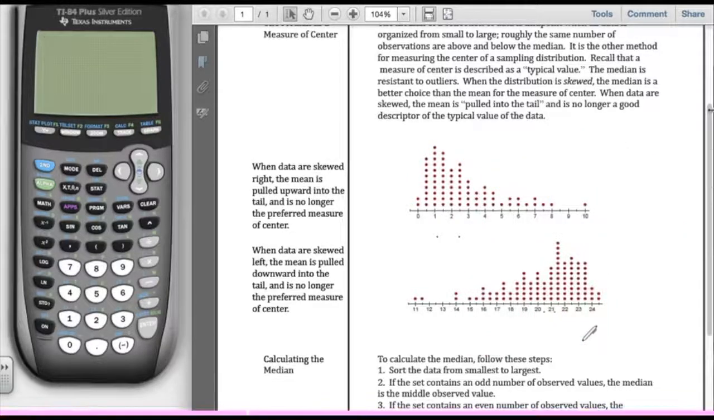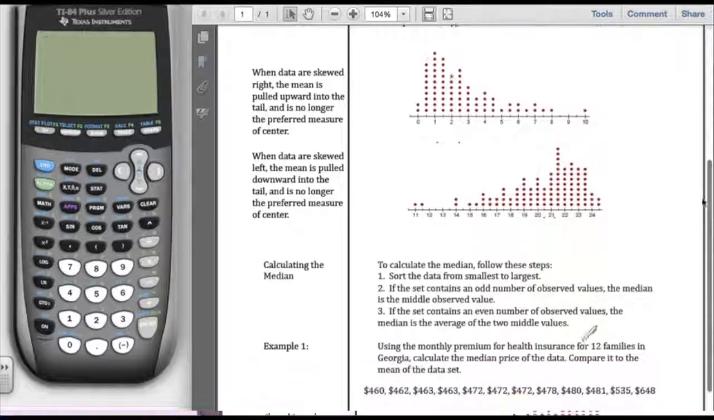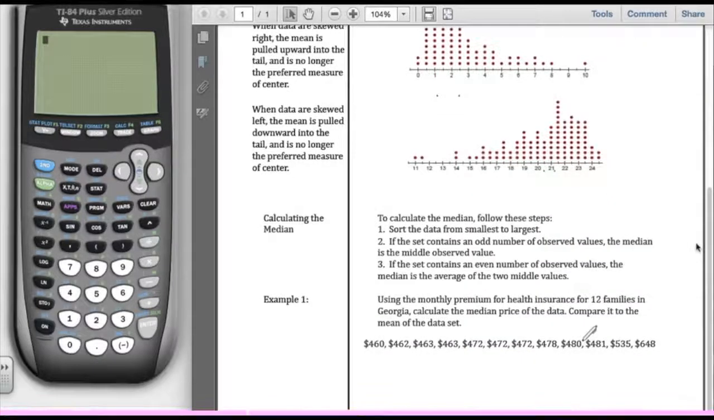Next, we will look at how you can calculate the median. And in this video, we'll focus on how to do that by hand. In the next video, you'll see where you can find it on the calculator. In order to calculate the median, first sort the data from smallest to largest. It has to be in order. If it's out of order and you're doing this by hand, you will get the incorrect median.